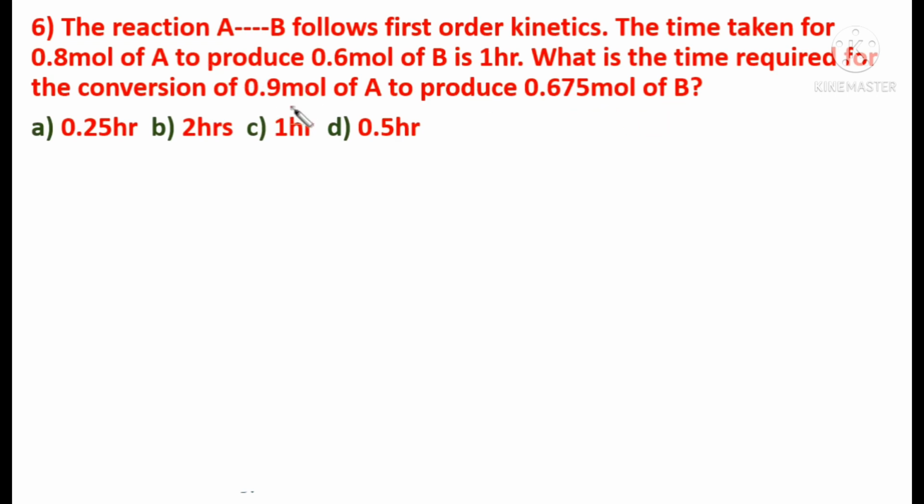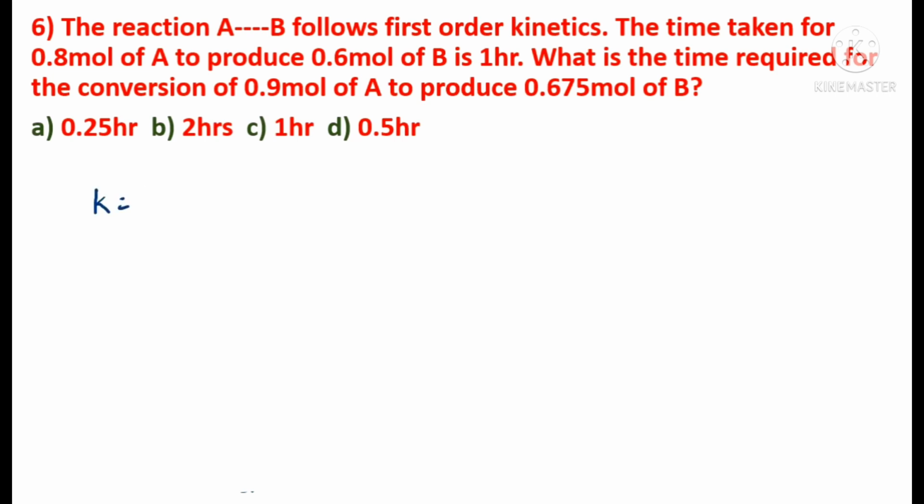Okay, so the values were given. 1, 2, 3, 4, 5, five data were given. Using the first three data, it is possible to find out the rate constant, because two concentrations were given and the time is also given. So it is possible to find out the rate constant using the first order reaction rate equation. And then after finding the rate constant, that value can be utilized in the second data to find out the time required. Understand? Let me write the formula now.